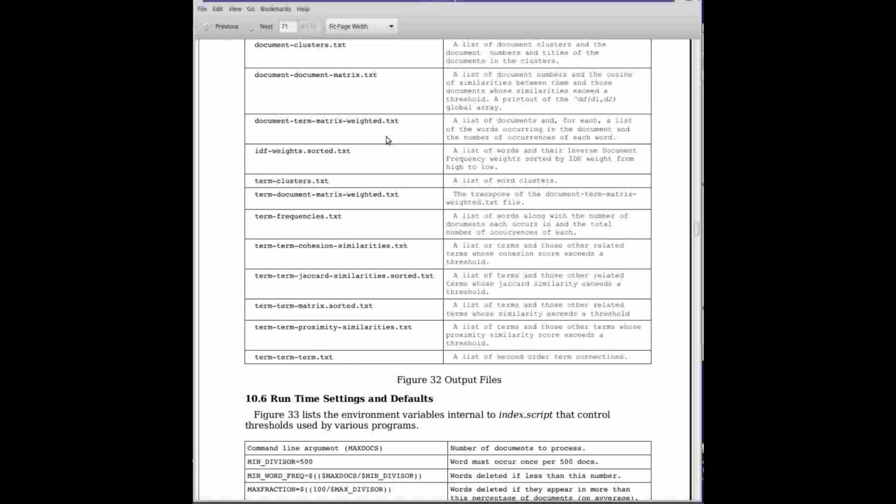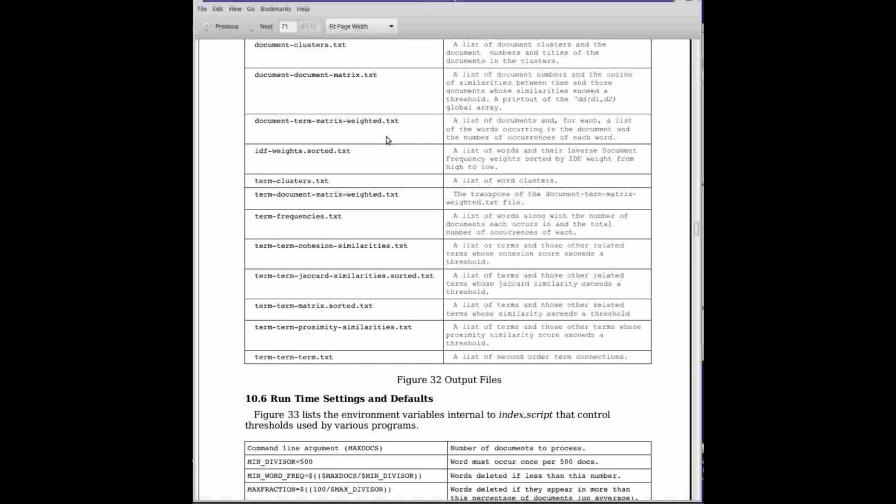The document term matrix weighted, that is the term document matrix. Excuse me, I read that wrong. It's the same as the one up above, really, but it's the transpose. The term document matrix is the transpose of the document term matrix. So this gives us by term the documents. So if we're given a term, we can see which documents contain that term and the importance of the term in the document. Term frequencies. A list of words along with the number of documents in which each occurs. That's the DF vector, basically.